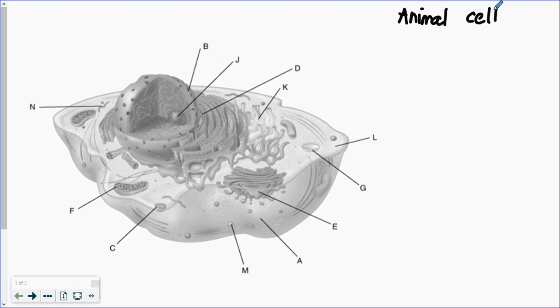We're just going to label this part and then we'll talk about what the functions are, because if I talk about it now and then talk about it again, that gets pretty repetitive. So we're just going to label everything. First, B is the nucleus. J is the nucleolus.